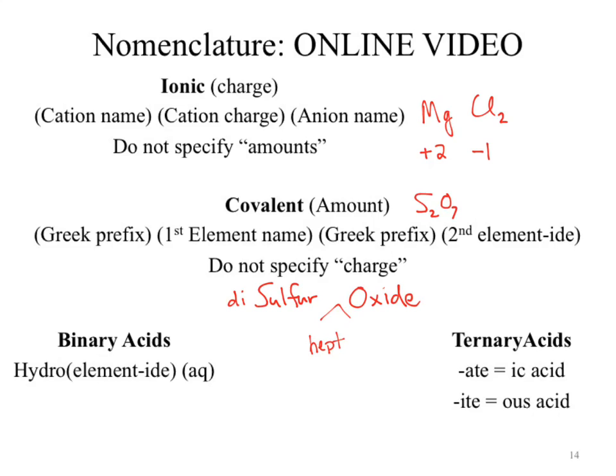It is not sulfuric. That ic ending only shows up when we move into acids. We're not an acid. And yes, we'll layer that complexity on once we've got a little bit more going with it, but first we'll stick with the simpler ones. Okay? Questions about either of those two?